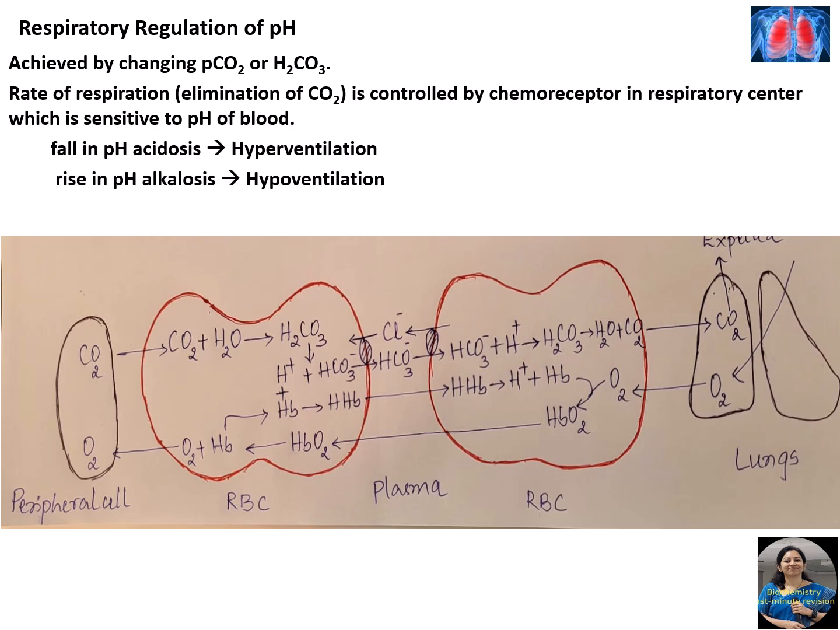Now the rate of respiration is under the control of chemoreceptors, which are present in the respiratory centers, and these chemoreceptors are highly sensitive to changes in the pH of the blood. When the blood pH falls as in acidosis, there occurs a compensatory mechanism of hyperventilation, and when the pH increases as in alkalosis, there occurs the compensatory mechanism of hypoventilation. Now this respiratory regulation responds quickly but cannot continue for a long time.